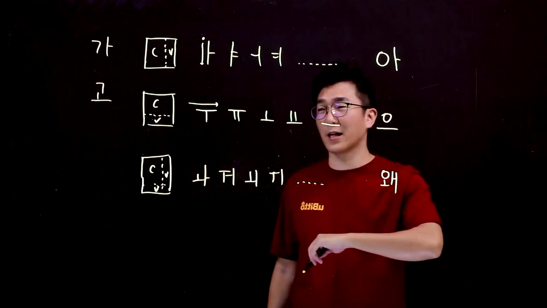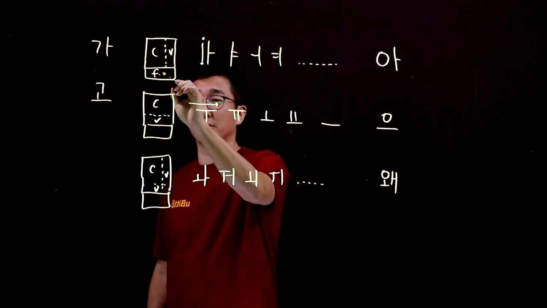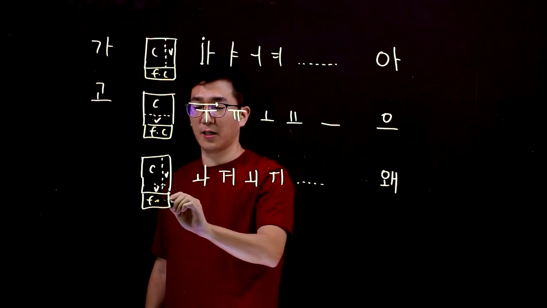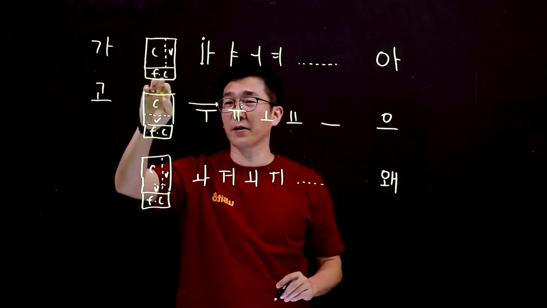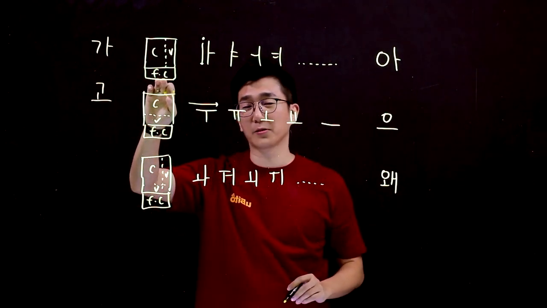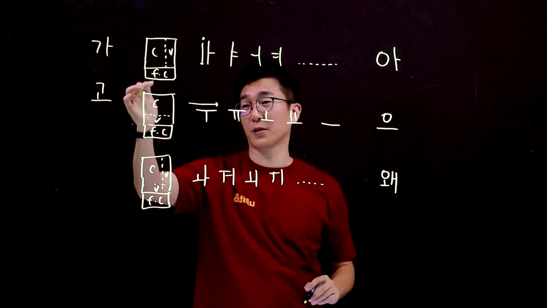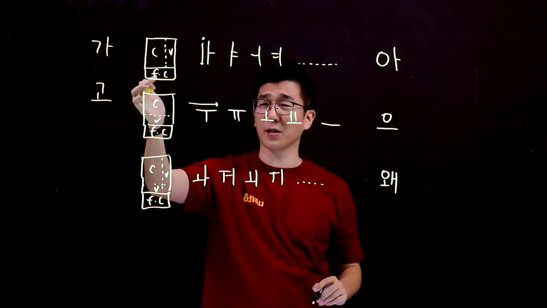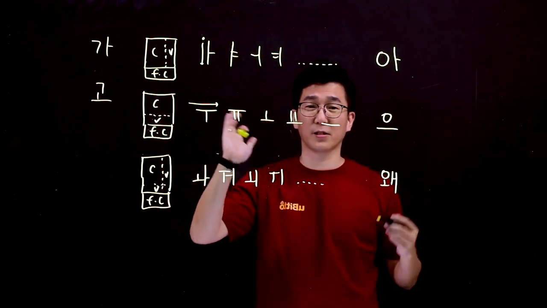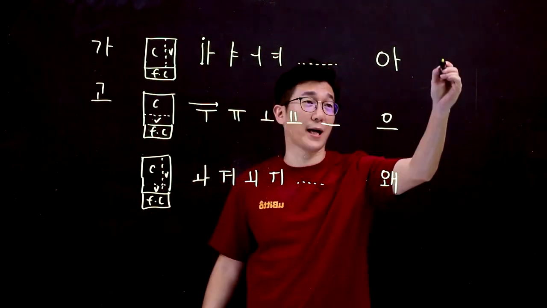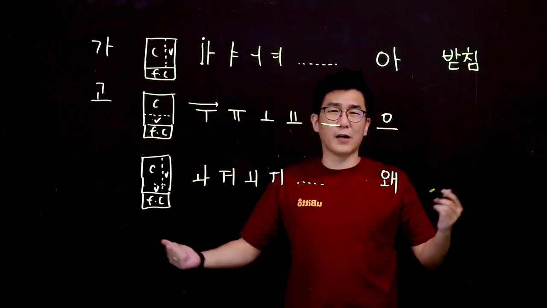And there's one more thing that I need to cover. There's something called the final consonant. There's a consonant over there, but you can put a final consonant at the bottom, so you can change the pronunciation a little bit. We call it pachim in Korean. For now, it's just a final consonant until you familiarize yourself with the name. Pachim. There you go. This is how you write pachim.